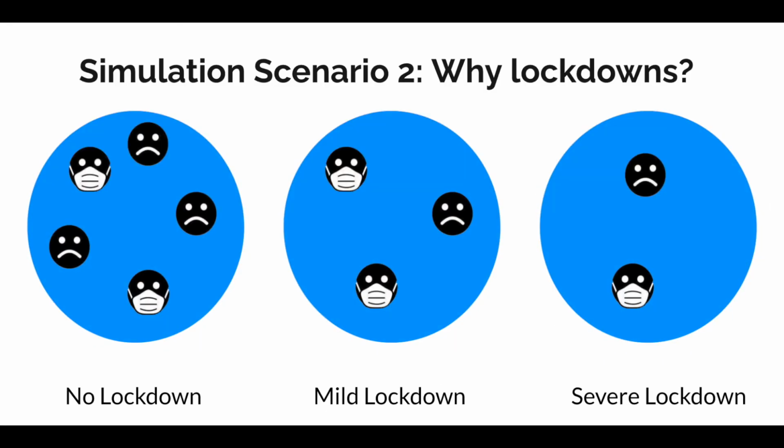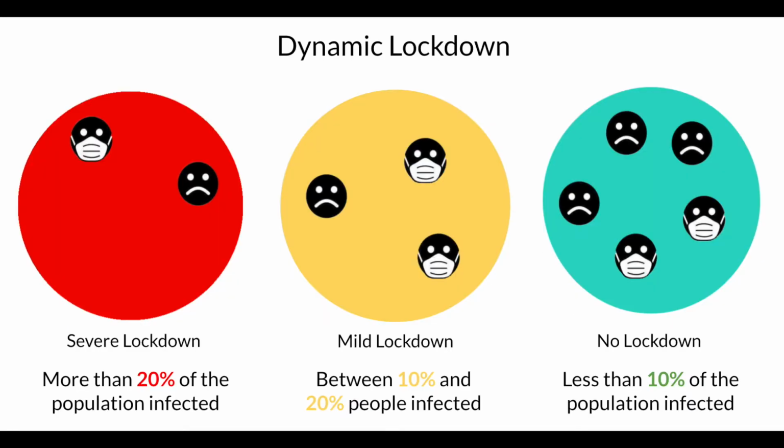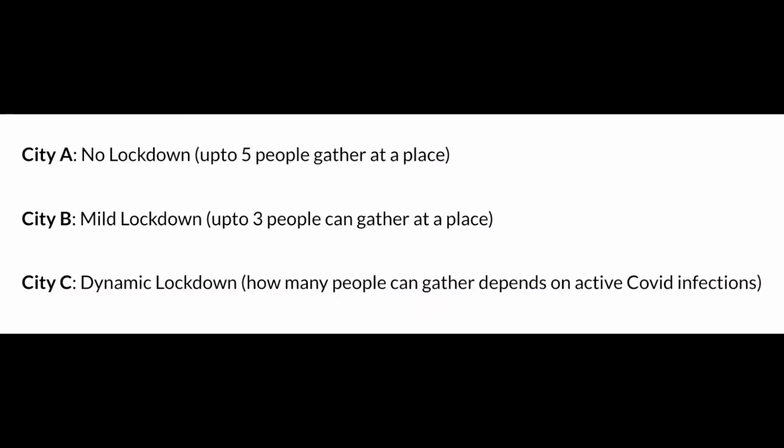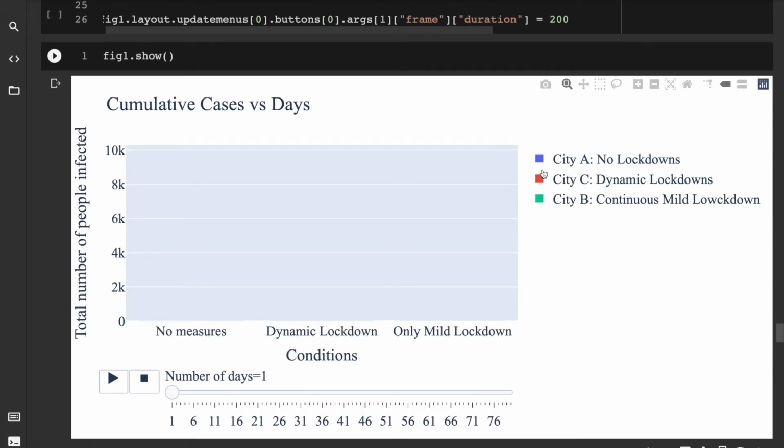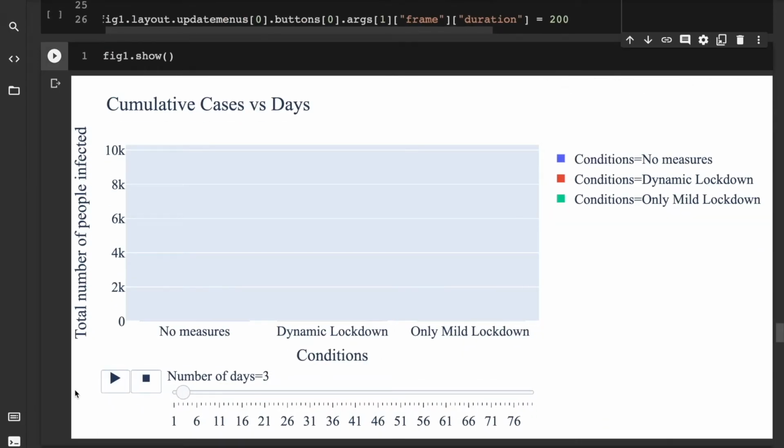For simulating lockdown, we'll first classify a lockdown into different types based on its intensity. No lockdown, mild lockdown, severe lockdown, and a dynamic lockdown, which can varyingly restrict the number of people coming together based on the current number of cases. City A will have no lockdown, City B will have a mild lockdown, and City C will have a dynamic lockdown. The blue, green, and red bars represent the number of cases for cities A, B, and C respectively.